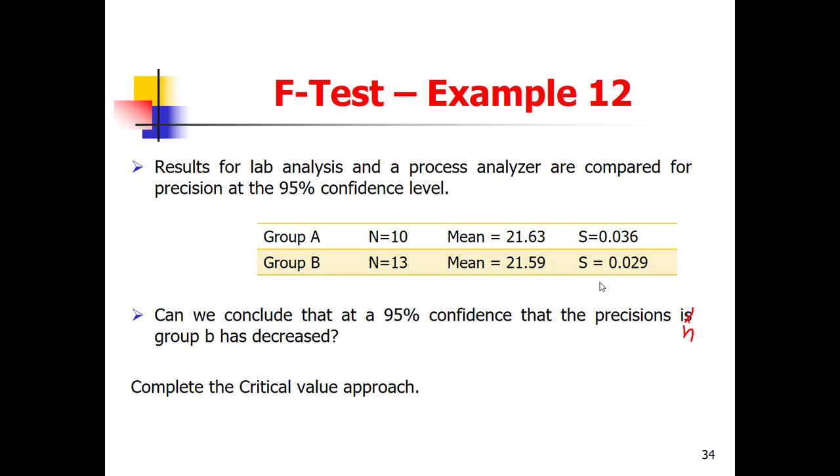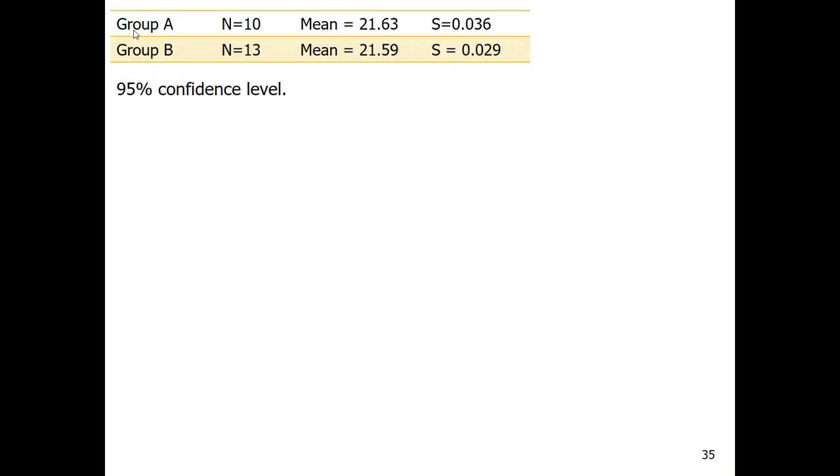To do that, we use a t-test. We apply a t-test to do so. I'm going to solve this for you now, and let's see what we have to do. Group A, this is my N1. Group B, this is my N2. This is my S1. This is my S2. Confidence level is given as 1 minus alpha, 95%, or 0.95. Alpha is 0.05.